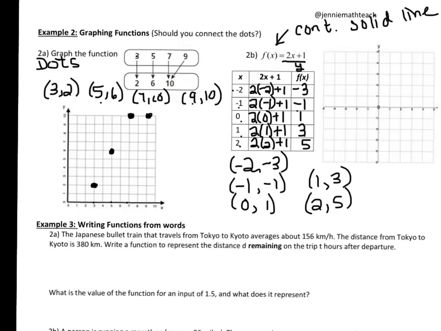Now we will plot them on the graph. So negative 2, back 2, down 3; negative 1, back 1, down 1; 0 left and right, but up 1; 1 over, 3 up; and finally 2 over, 5 up. So those are the ordered pairs, but we will connect them with a solid line because we didn't have to pick those. We could have picked negative 0.5, we could have picked decimals in between those, we could have picked any number, and so that's why it's continuous.